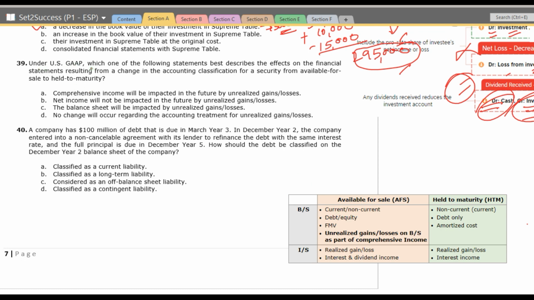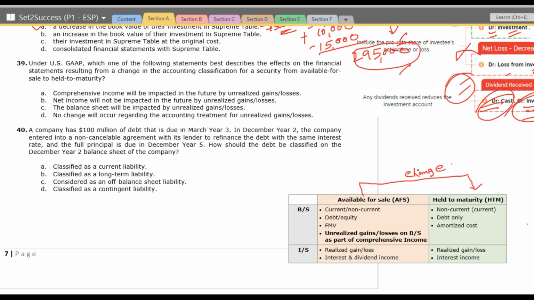Next. Under US GAAP, which one of the following statements best describes the effect on the financial statements resulting from a change in accounting classification for a security from available for sale to held to maturity? So here, we have reclassified a security. Before, the security was available for sale. Now the security has been changed to held to maturity. So there is a change.